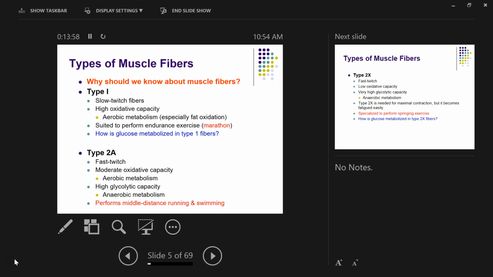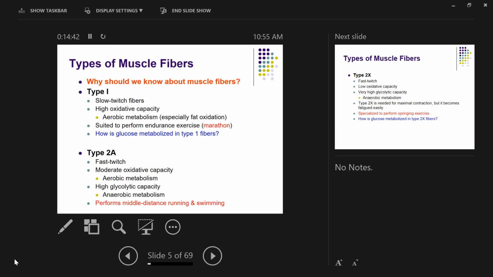How is the glucose metabolized in type 1 fibers? I mean, the metabolic pathway, glycolysis, and complete oxidation. How is glucose metabolized in type 1 fibers? Complete oxidation or partial oxidation? Should be completely oxidized, right? Because again, they have a high oxidative capacity, higher mitochondrial content.